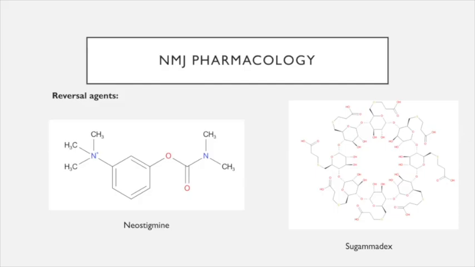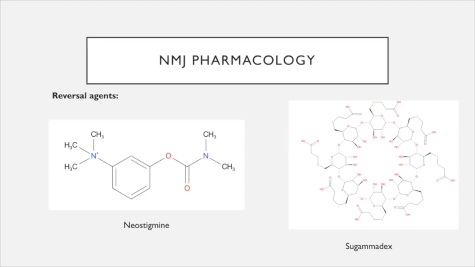So the dose is about 2 to 6 milligrams per kg. However, it varies depending on how deeply paralyzed the patient is. So you can go from as little as 2 milligrams per kg all the way up to 16 milligrams per kg.